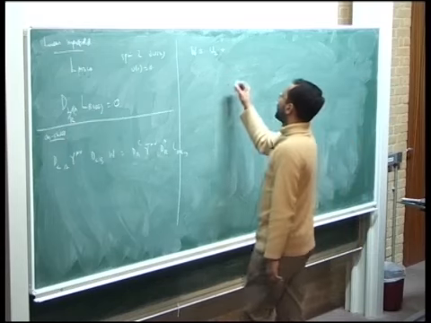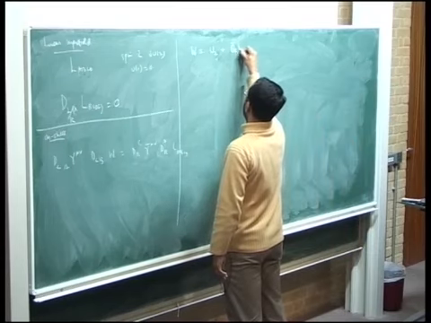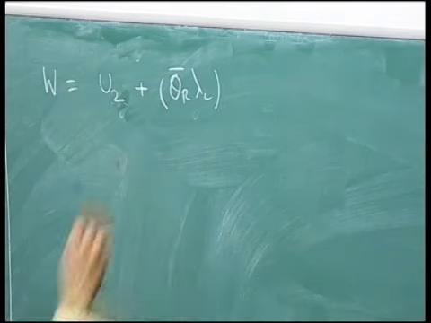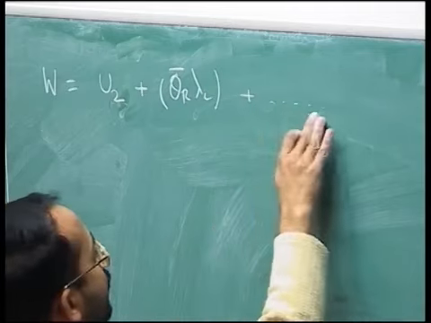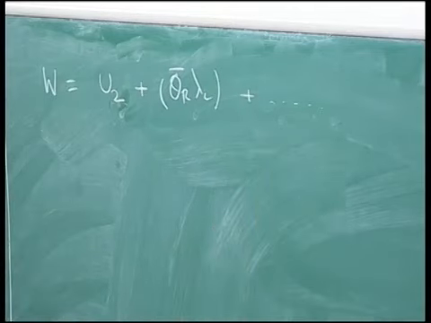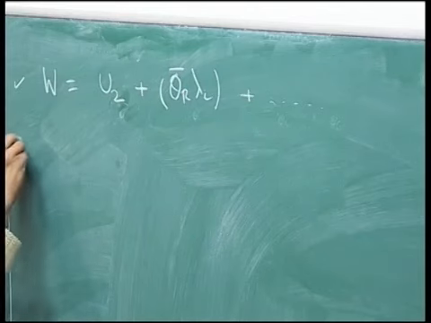Okay, so it's U2, and the next term, of course, is just given by theta bar lambda, because that is the supervariation of this. Okay, plus other terms. This won't be relevant right now, but I might come back to them later. And so this is what W looks like. And now the question is, what about L?